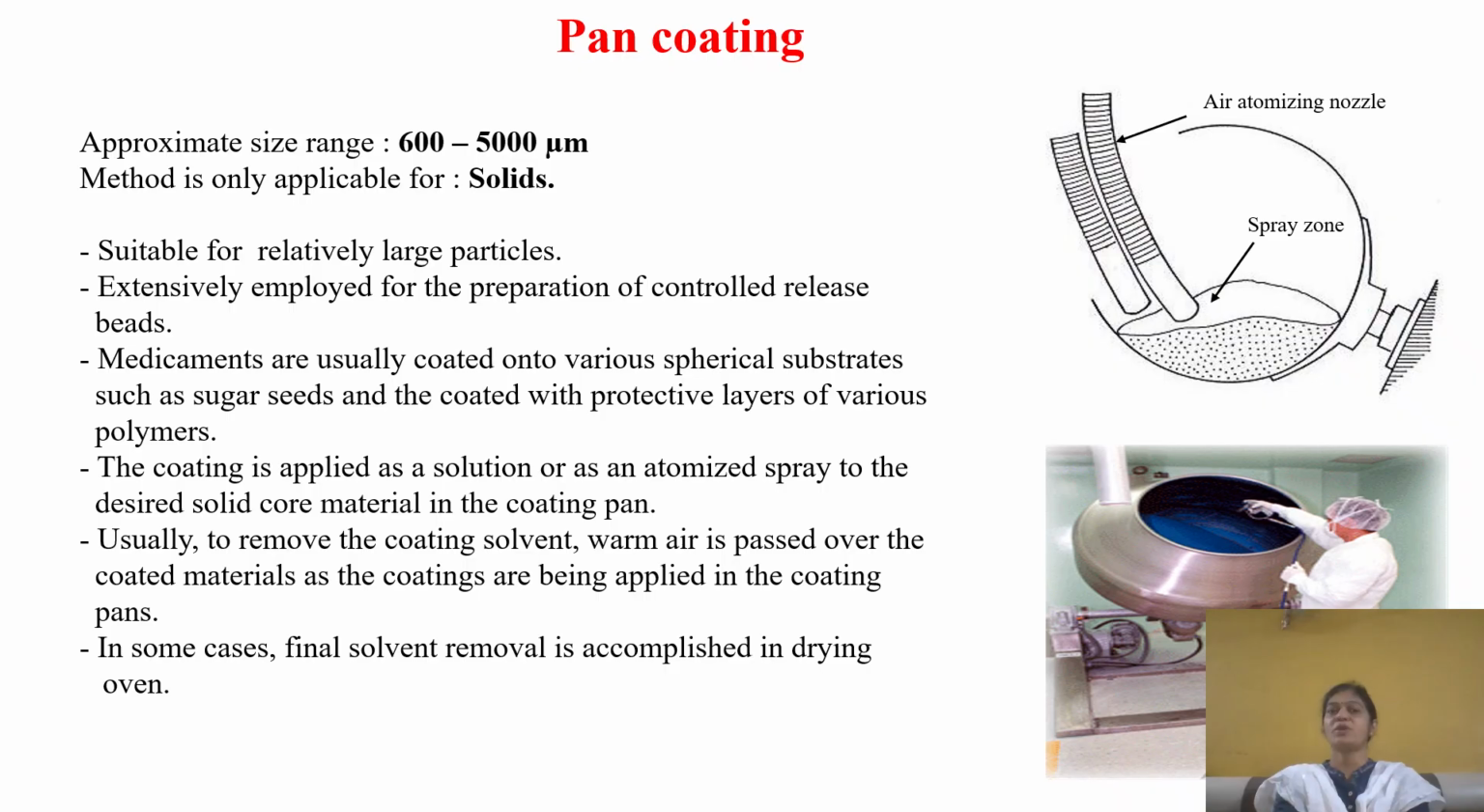The next technique is pan coating. This is mostly used for large particles. This is used for the preparation of controlled release beads. It forms a spherical substrate. In this case we can apply the coating material as a solution or as an atomized spray to the top of the solid core material present in a coating pan. The approximate particle size formed is 600 to 5000 micrometers, and this technique is used only for solids. It is based on air atomization and a spray nozzle.